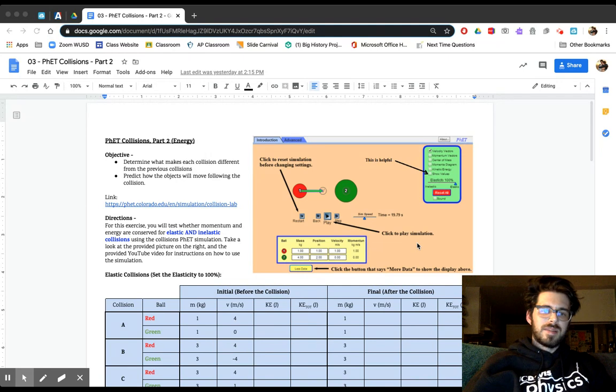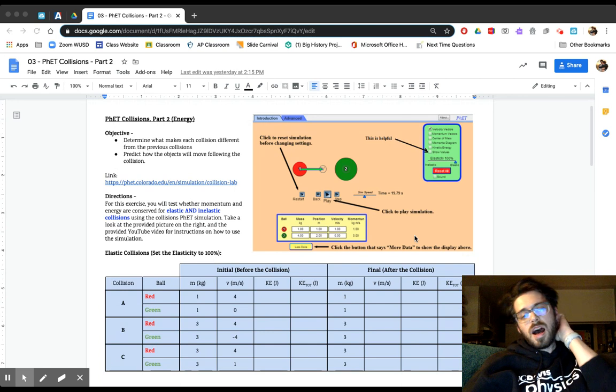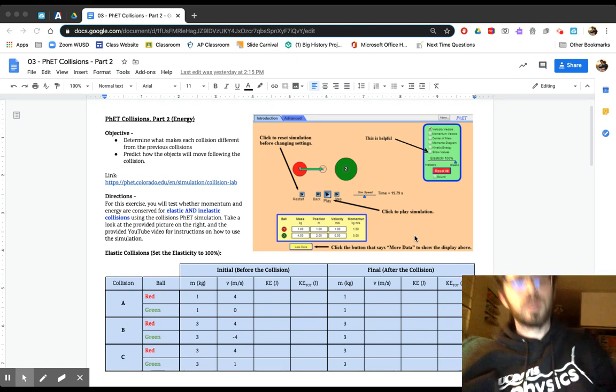Welcome back. Here are the instructions for part 2 of the PhET collisions activity. By now, you should have finished part 1. Part 2 is going to focus on the conservation of energy aspect of these collisions. You should already know what conservation of energy is. That was the unit before we went on the shelter in place and when the school was closed. We're going to see if energy is conserved for elastic collisions and for inelastic collisions.